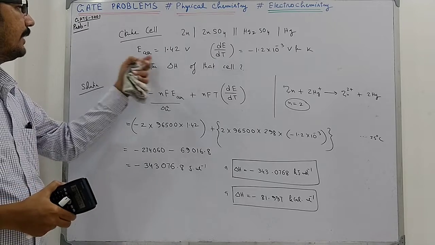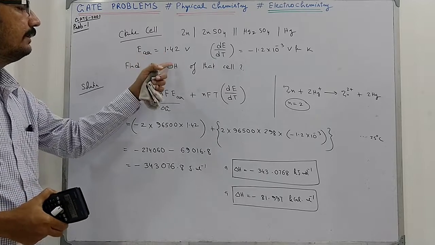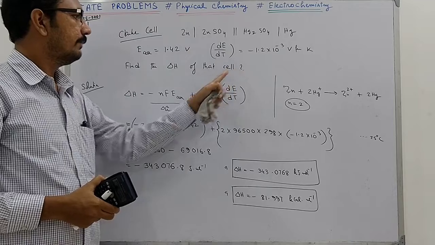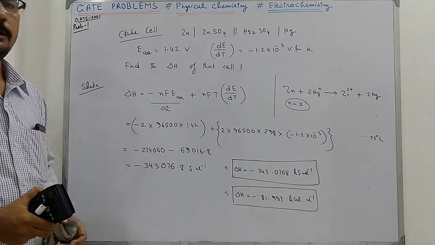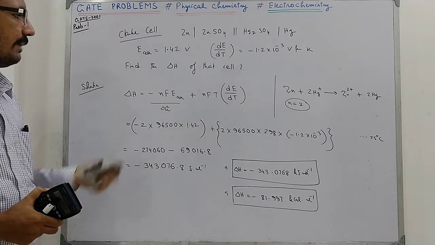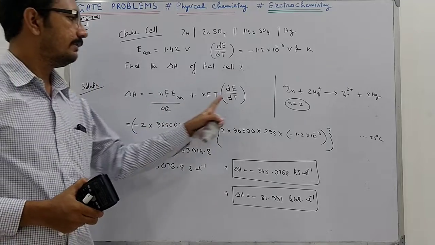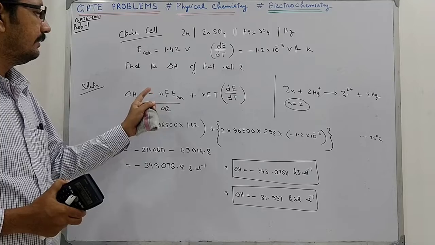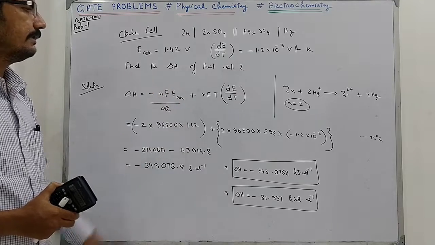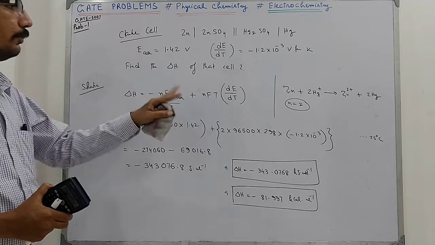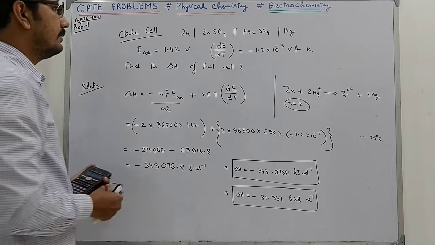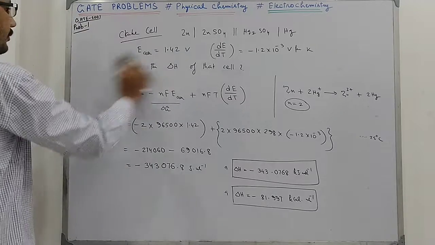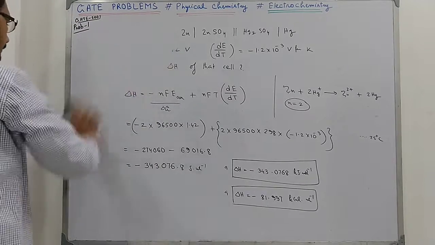So using the value of electromotive force of the cell and the temperature coefficient, we can have the value of ΔH. But to have the value of change in entropy, you will only need this temperature coefficient, and to have the value of ΔG, you will need only this E cell. For ΔH, you need both. So this is about the change in enthalpy of any galvanic cell.